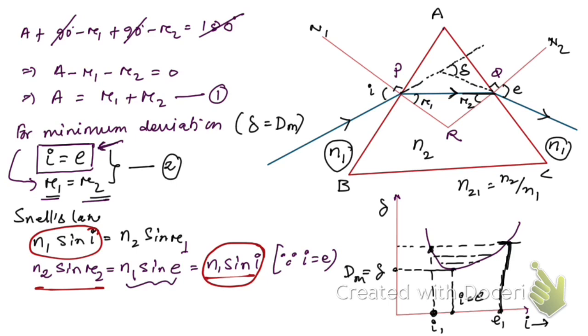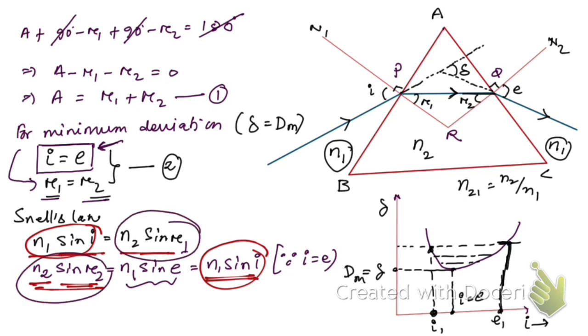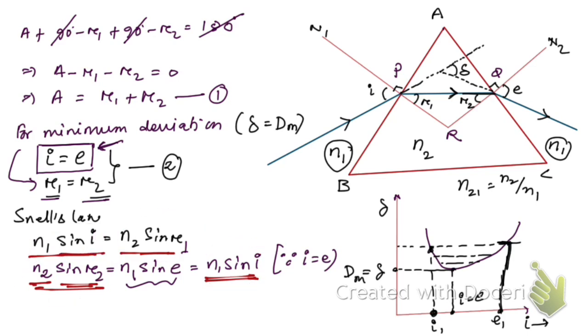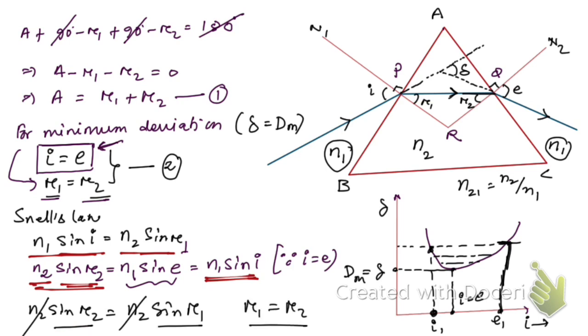So from these two relations, you can see, we have got n2 sine r2 is equal to n1 sine I. Here also we have n1 sine I is equal to n2 sine r1. So here you see these two terms are equal, so that's why these two terms must also be equal, right? Hope you have understood this. So that's why we can write that n2 sine r2 is equal to n2 sine r1. So n2 is gone, so we have sine r2 and sine r1, so that means r1 must be equal to r2. That's how we have got this.